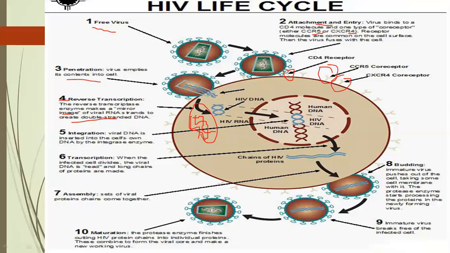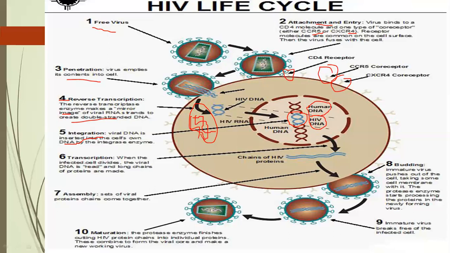Then integration: viral DNA is inserted into the cell's own DNA by the integrase enzyme. Now this DNA is incorporated into the nucleus through the nucleopore, and then it gets incorporated into the DNA of the host cell by the integrase enzyme. As you can see, HIV DNA and human DNA are now all together.